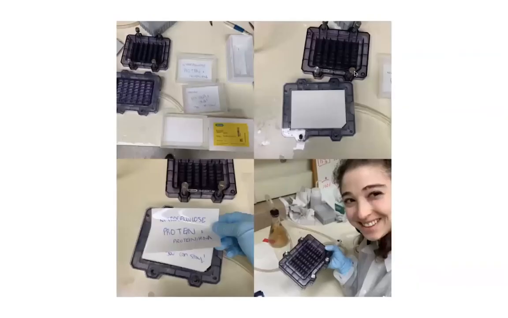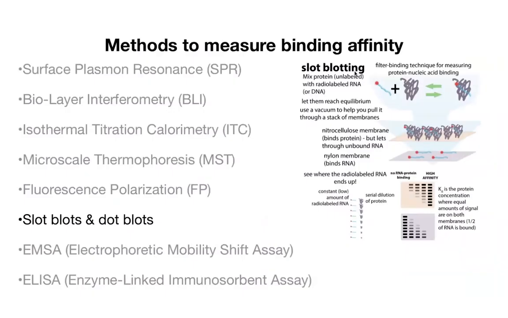If I then use this vacuum apparatus to flow the liquid through, the protein and any bound RNA is going to get stuck on the top membrane, and the free RNA is going to flow through. And therefore, I can measure the relative amounts of bound and unbound for the two, compare that to the concentration of the protein I had in there, and this is going to enable me to determine the KD.